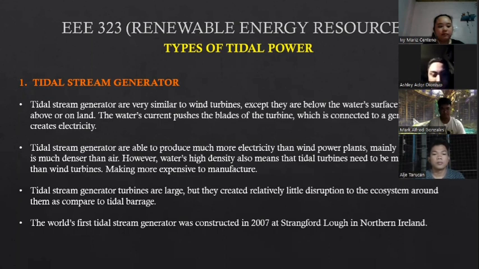than air. However, water's high density also means that tidal turbines need to be much stronger than wind turbines, making them more expensive to manufacture. Tidal stream generator turbines are large, but they create relatively little disruption to the ecosystem around them compared to a tidal barrage. The world's first tidal stream generator was constructed in 2000 at Strangford Lough in Northern Ireland.